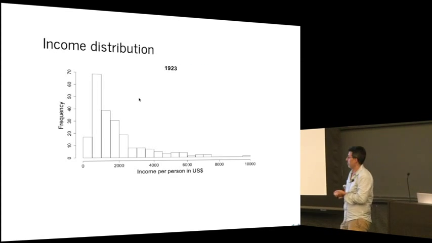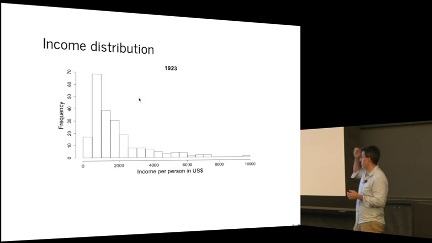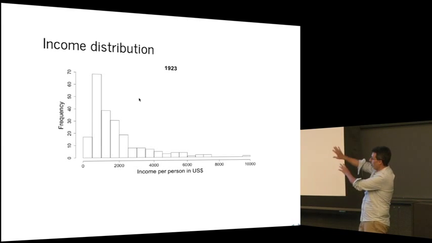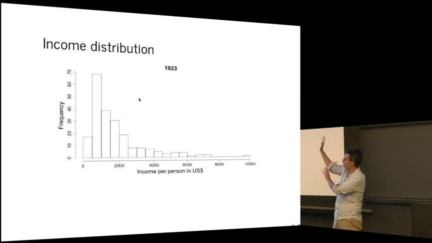Okay, so you'll see that you make a histogram, for example, and you can see in 1923, this is what the histogram of countries looks like. So every point that's used in this picture is a country, not a person. So you can already see that there's some rich countries and then there's a lot of poor countries.